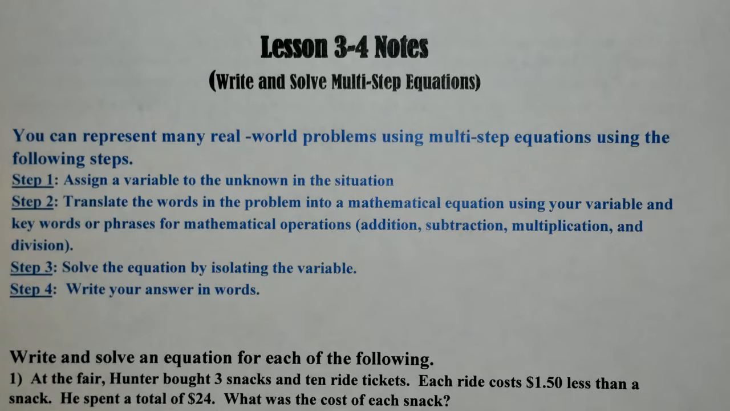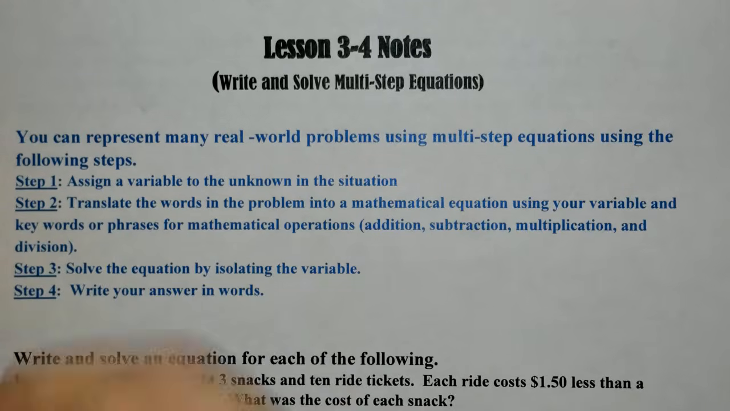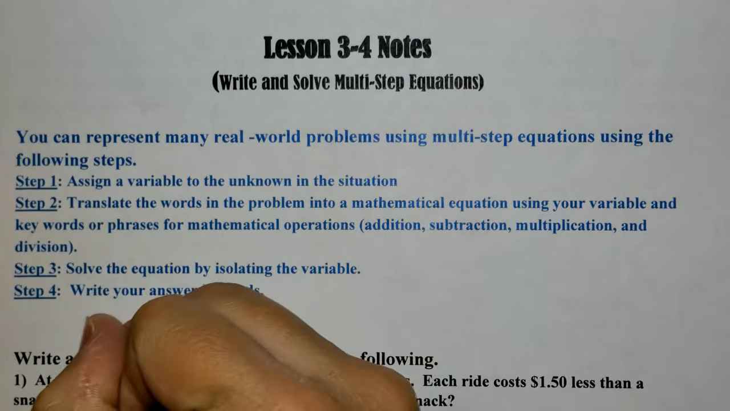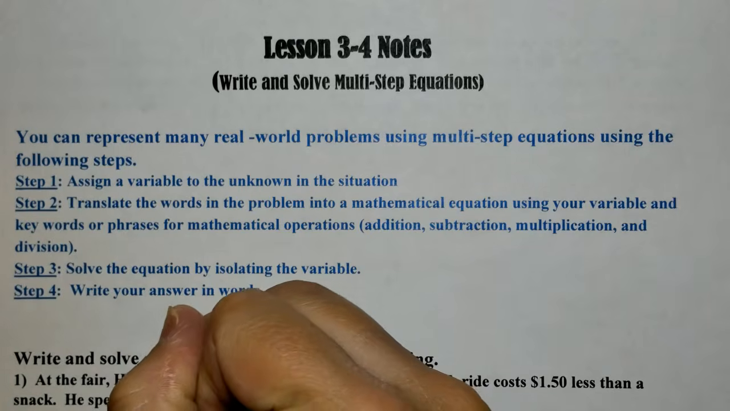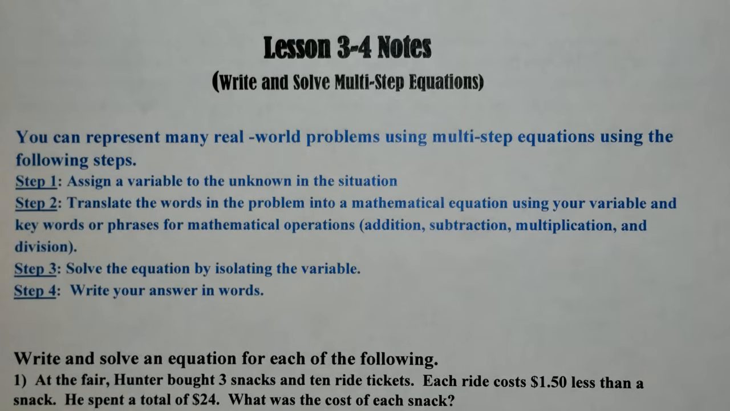All right, step 1 is assigning a variable to the unknown. Since we are asked what the cost of each snack is, that is going to be our unknown. For number 1, since we're looking for the cost of a snack, I would use C to represent the cost of each snack. You need to clarify because we're dealing with multiple costs here, so we specify that C is the cost of a snack. If you wanted to use S, you could, but remember that we're not looking for the number of snacks, we're looking for the cost of a snack, because that's the question.